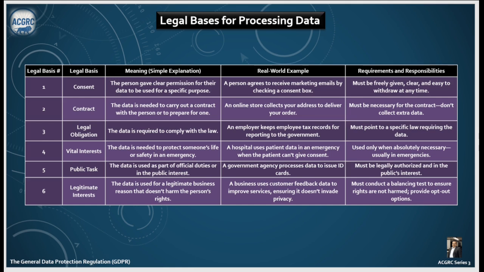If the legal basis is legitimate interest, the data is used for a legitimate business reason that doesn't harm the person's rights. Real world example in this case, a business uses customer feedback data to improve its services, ensuring it doesn't invade privacy. Organization responsibility: it must conduct a balancing test to ensure rights are not harmed and provide opt out options.